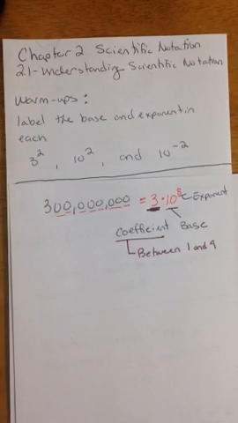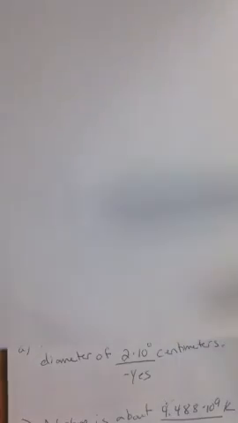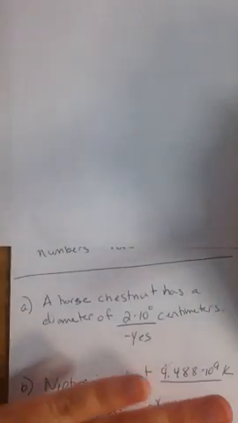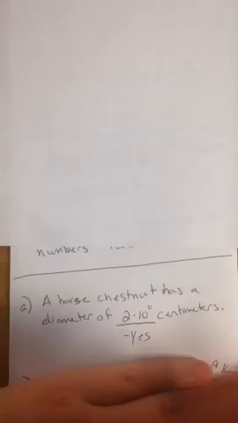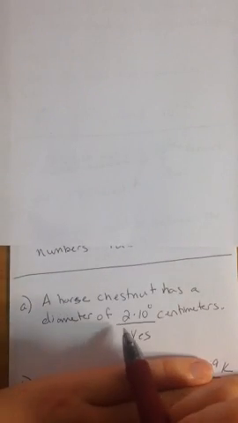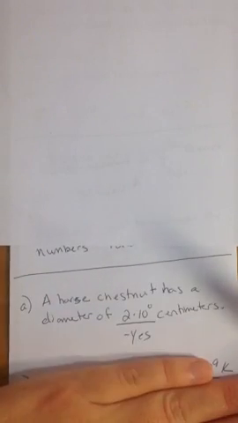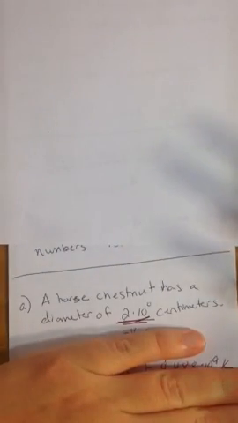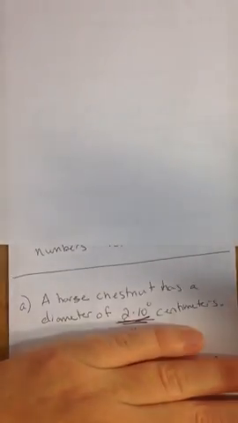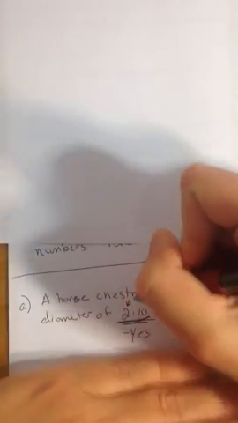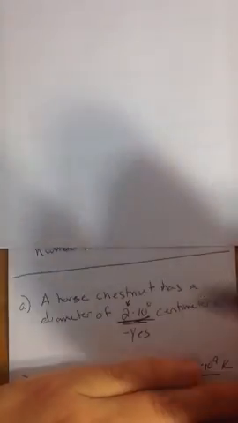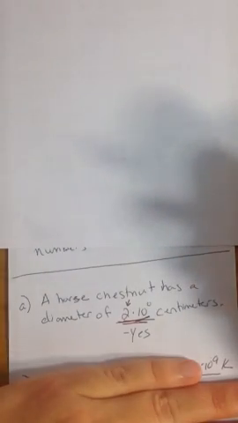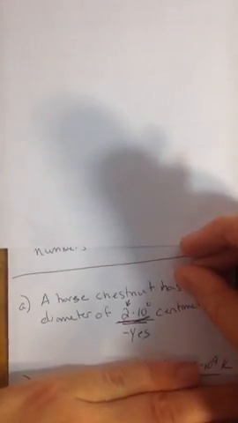I had it rewritten earlier because I accidentally messed up the video. So we'll go through these, and these are typed for you already in your sheet. A horse chestnut has a diameter of 2 times 10 to the 0 centimeters. Is this number properly written in scientific notation? You probably already saw my answer, and that's yes, because my coefficient is between 1 and 9, and it's 10 to some sort of power. So that one's good.